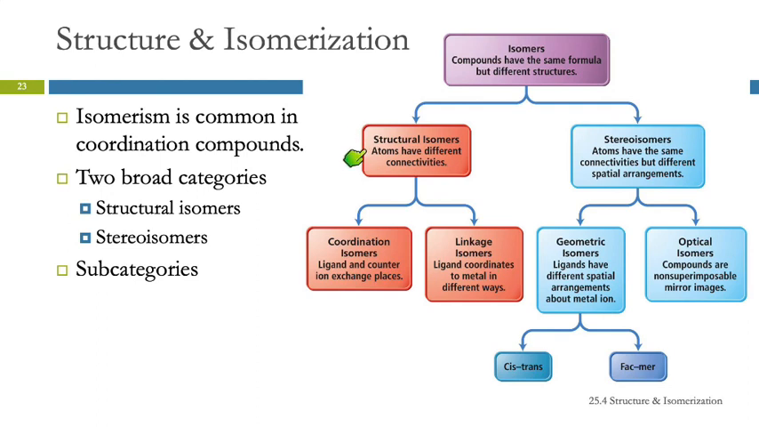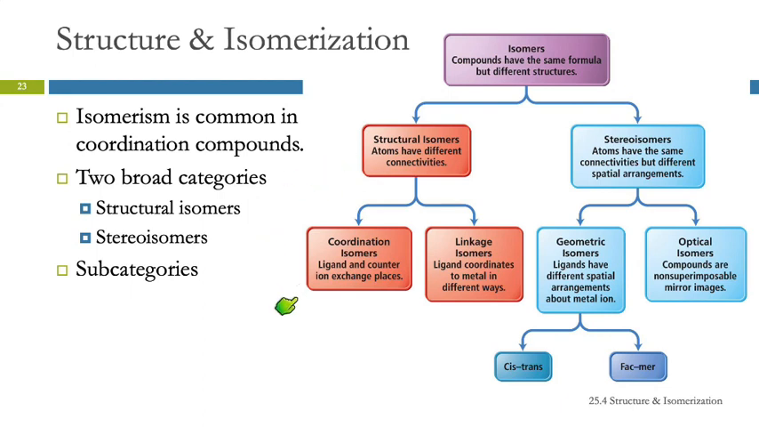So structural isomer, the atoms are connected in different ways. So you might have this chlorine on a carbon, and on the other one it's on an oxygen or something. They're just very different. In a stereoisomer, the connections are the same, but they're arranged differently spatially.